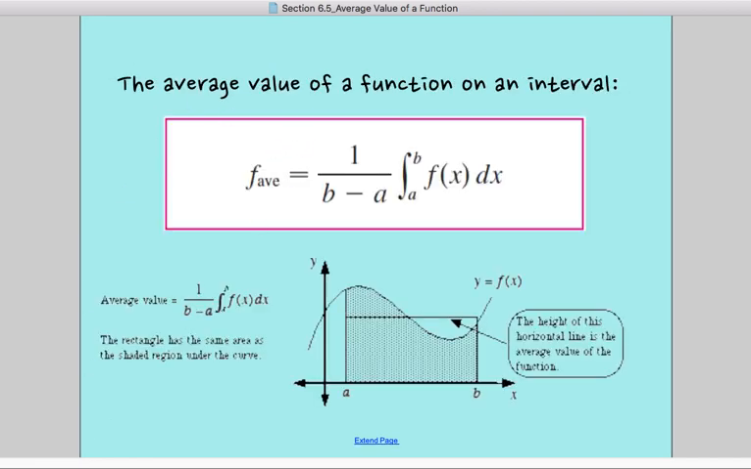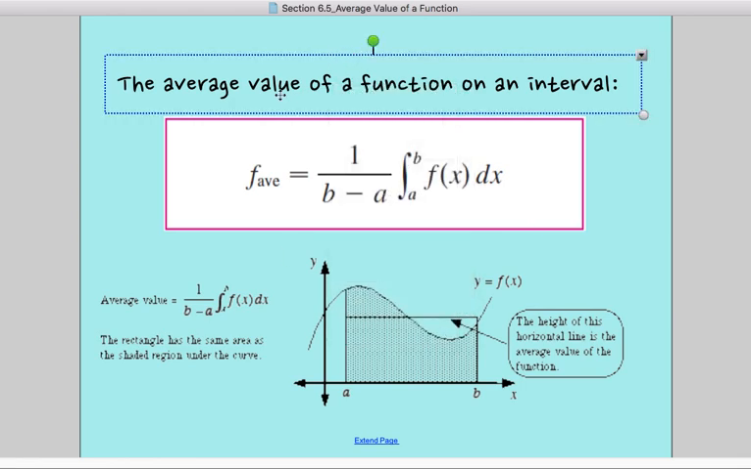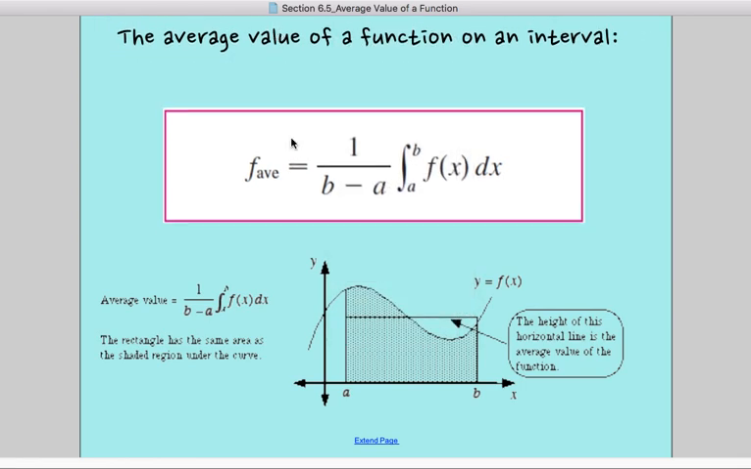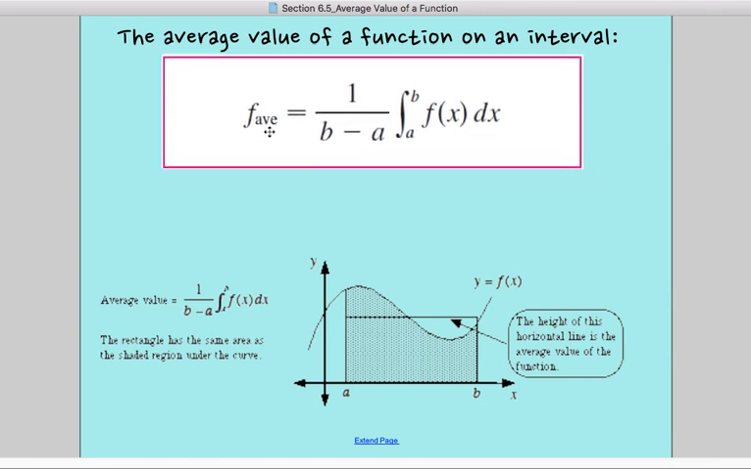The equation is right here. I'm going to explain to you where it comes from. But F average, this line right here, is your average. If I was going to say how the function was behaving over a period of time, this is your average. This is F av, or F average, like AVG. It's essentially the height of a rectangle.